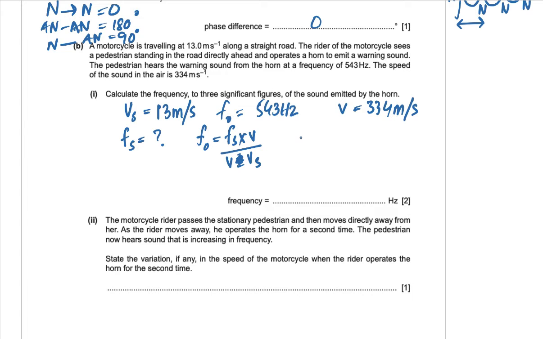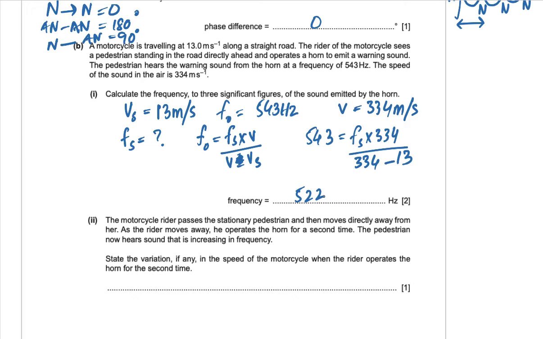You have been given the values, so let's start substituting them. 543 is equal to frequency of source times 334 divided by 334 minus 13 meters per second. Now when you rearrange your formula, you'll get your value for Fs, that is the frequency of the source of sound, as 522 Hz. Whenever something is producing a sound and it's also moving towards you, and you stand there as an observer, you're going to hear a sound that is much higher, a stronger frequency than the one that is being emitted from the source of the sound.